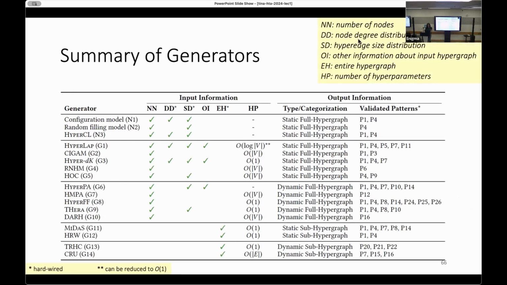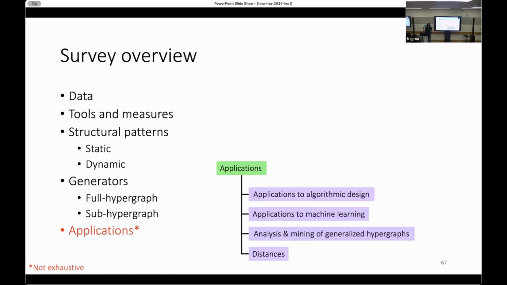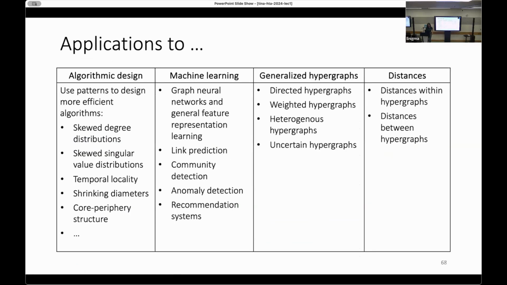So do they preserve the number of nodes, the node degree distribution, the hyperedge size distribution, other information about the input hypergraph, the entire hypergraph, the number of hyperparameters that they use. And so you can see which ones tick the boxes more, and also what is their big goal. So then we looked at some applications. There's applications to algorithmic design, to machine learning, to generalized hypergraphs, and to distances.